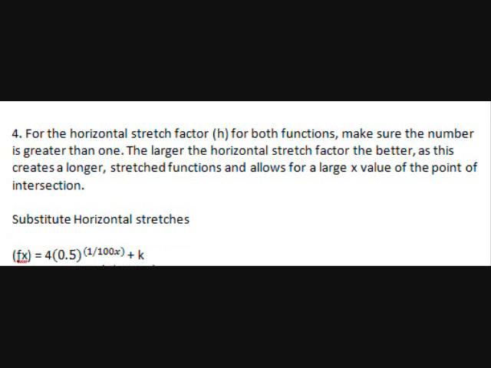Moving on to step 4. For the horizontal stretch factor h for both functions, make sure the number is greater than 1. The larger the horizontal stretch factor, the better, as this creates a longer stretched function and allows for a large x value of the point of intersection.